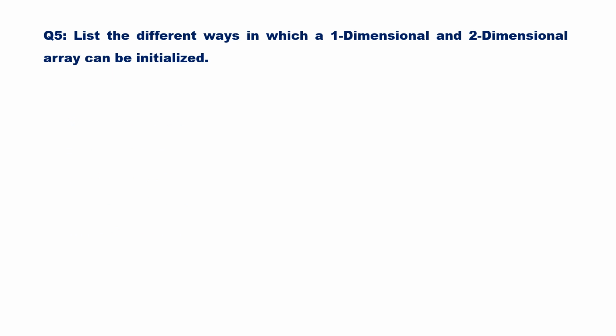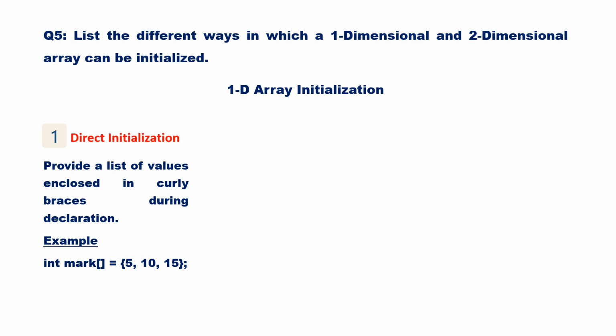Question number 5. List the different ways in which a one-dimensional and two-dimensional array can be initialized. First, we will discuss one-dimensional array initialization. Direct initialization. You can initialize the array at the time of declaration by providing a list of values enclosed in curly braces. Example, int mark[] = {5, 10, 15}. Here mark is an integer array of size 3 initialized with 3 values.